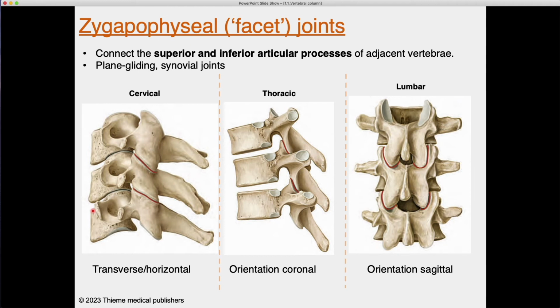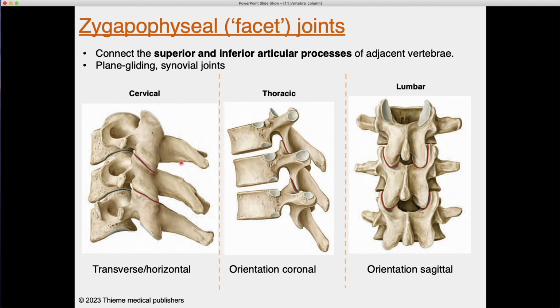However, for that same reason, because these cervical vertebrae are not interlocked tightly with each other, it's a lot easier for cervical vertebrae to become dislocated in comparison with thoracic or lumbar.